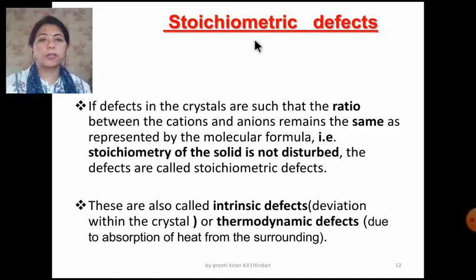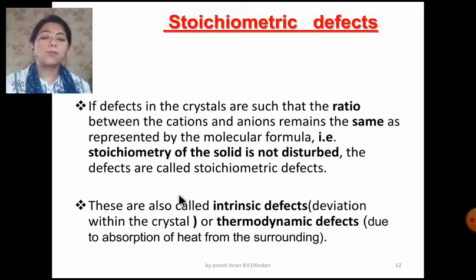The stoichiometric defects. Now first of all we have to understand what we mean by stoichiometry. If the defects in the crystals are such that the ratio between the cations and the anions remains the same as represented by the molecular formula, that is, the stoichiometry of the solid is not disturbed, the defects are called stoichiometric defects. These are also called intrinsic defects, that is, the deviation within the crystal, or thermodynamic defects due to the absorption of heat from the surroundings.